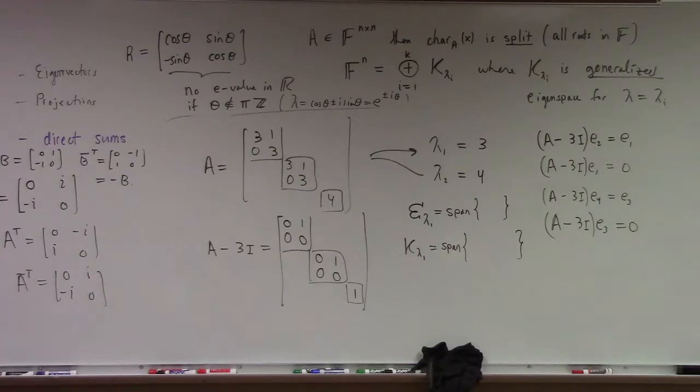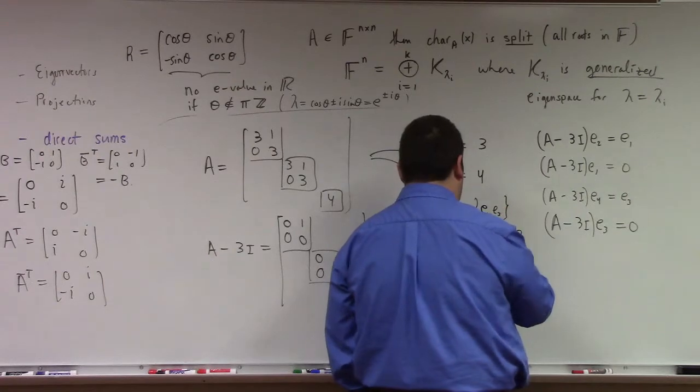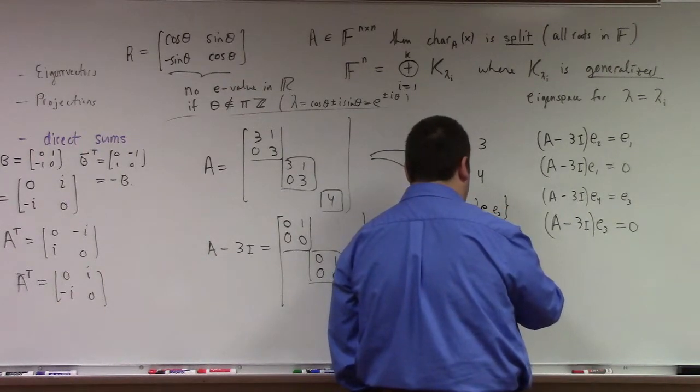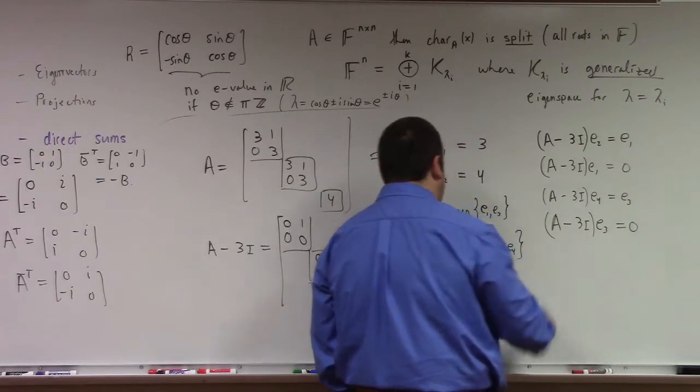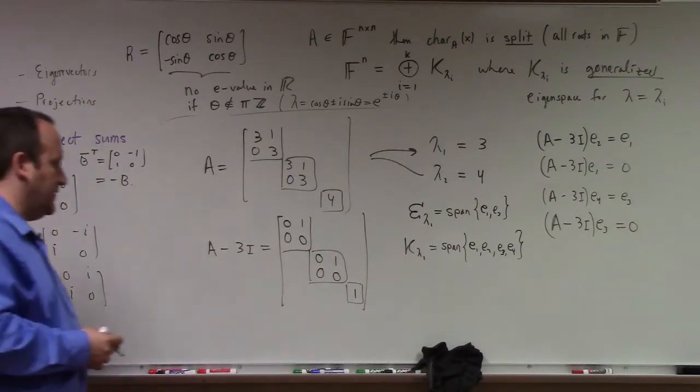So we have just the span of the eigenvectors, which are what? E1 and E3. And this one would be E1, E2, E3, and E4. So the generalized eigenspace always contains the eigenspace as a subspace for the same eigenvalue. And then it also has to boot whatever generalized eigenvectors you've got to play with. In this case, E2 and E4. So, all right. And then what's the other story here?